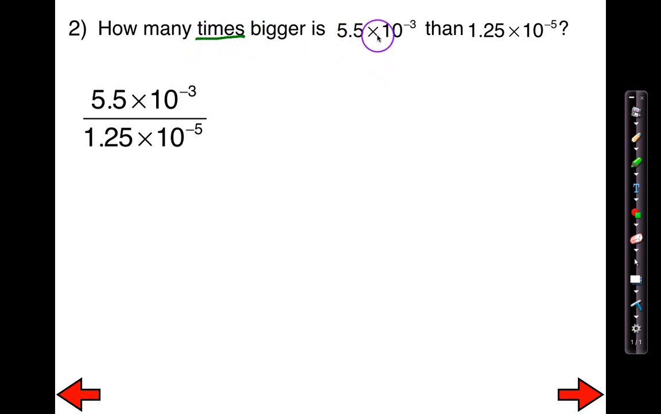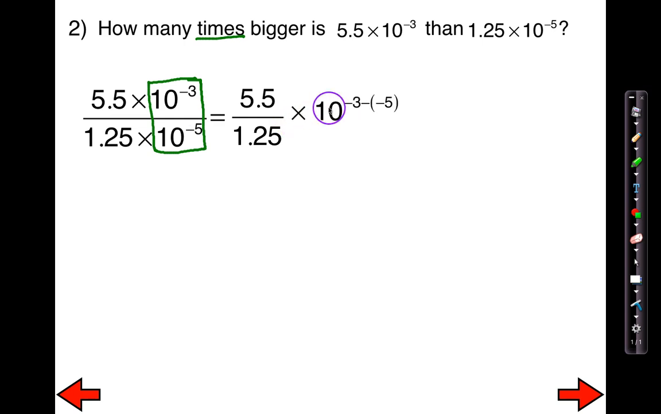So we're going to do 5.5 times 10 to the negative third divided by 1.25 times 10 to the negative fifth. Here, just like in the previous lesson, we're going to divide the coefficients, so 5.5 divided by 1.25. And then again, just to save myself some time, instead of rewriting it out, I know that this is a fraction, and fractions are division. So I'm going to subtract the exponents.